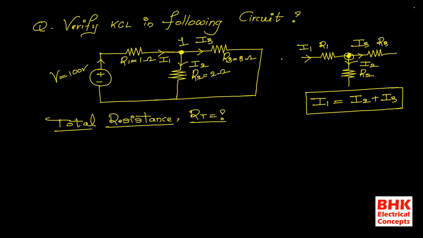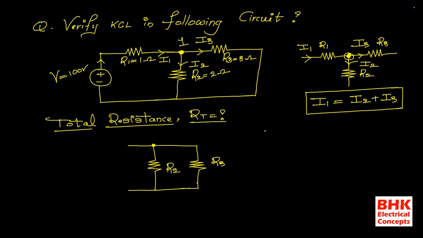Now, if I start from the right side, then R2 and R3 both are connected in parallel. So just see here, I am separately drawing the R2 and R3 resistances like this. This is R3 and this one is R2. And we know that this is the node point. Whatever the connection is between R2 and R3, the same I have drawn here. Now R2 and R3 both are connected in parallel.